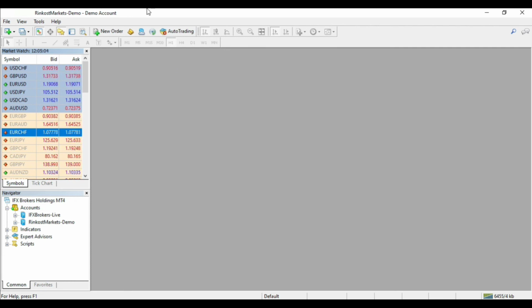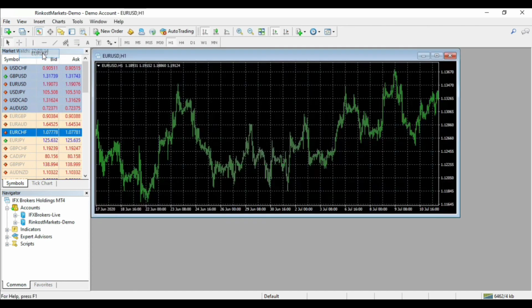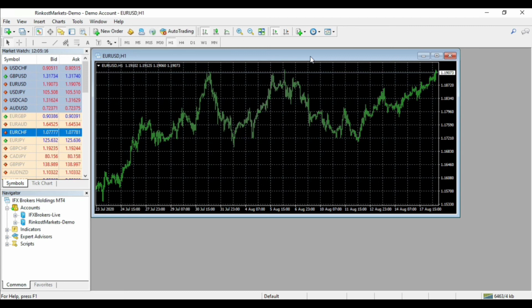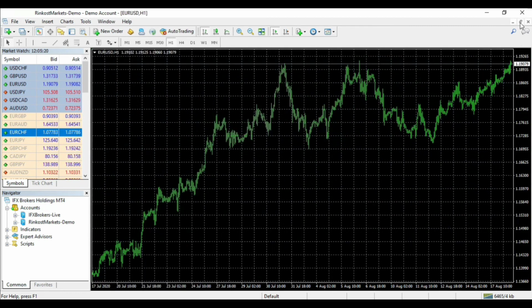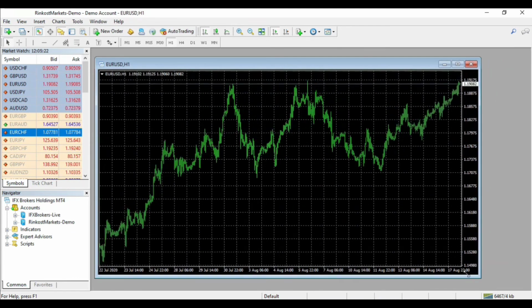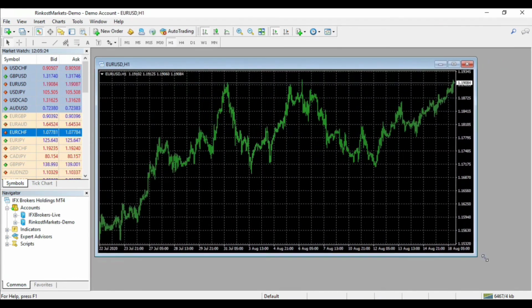Now if you want to open a chart, all you need to do is go to File, click on New Chart, and then select any of these options. Let's just click on the Euro USD, and here you have your chart. And this chart you can maximize, or you can play around with it and customize the size just like you want.